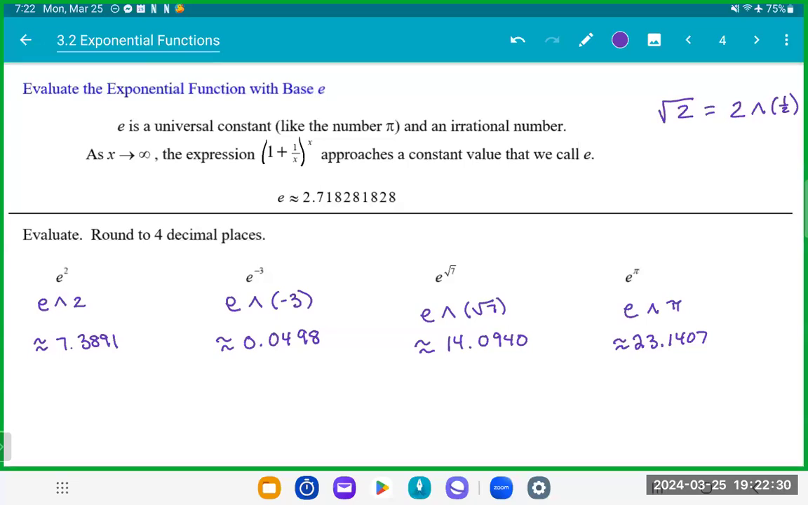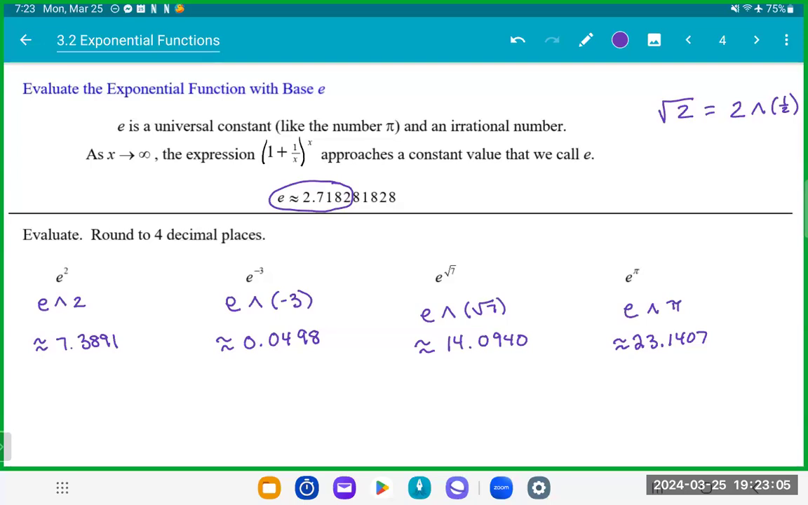The one thing I will tell you, if you happen to not have a calculator and you can't access the e button, you can use this, but you need to use at least 4 decimals so that you don't get rounding error. Okay, so if you just did 2.7, you're going to get rounding errors, and so you might get the problems wrong, especially in the homework.